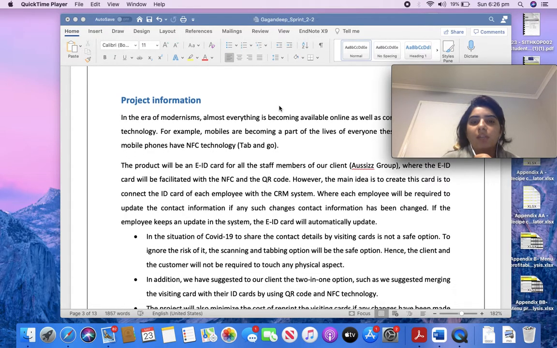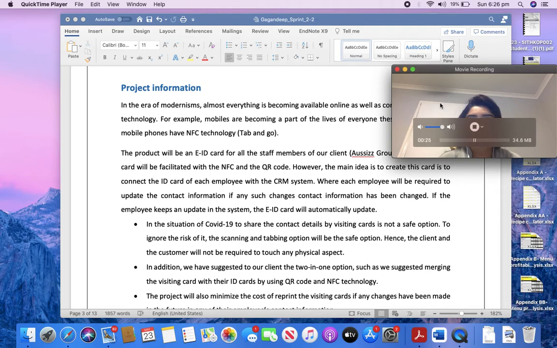One is Shalu, second Gagan, and third is me, Chandni. And today we're going to discuss what we have done in sprint 2. The first thing I'll discuss is my project, what the project is.